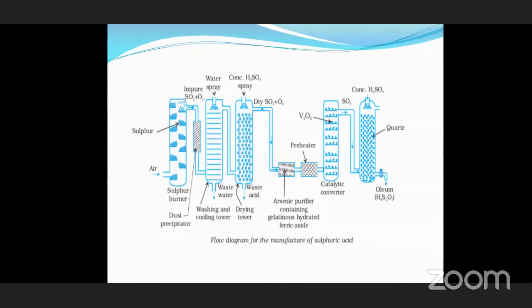In this case, some optimum conditions are available. What are those optimum conditions? Number one, you have to use a 700 degree centigrade temperature, and 1.5 to 1.7 atmospheric pressure. And then you have to use the catalyst V2O5, that is vanadium pentoxide, or platinum catalyst. These three are the optimum conditions to complete the contact process, the preparation of sulfuric acid.